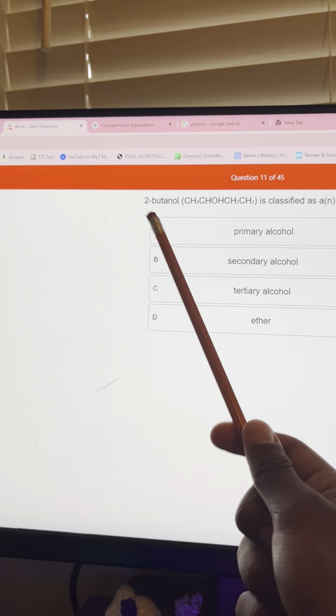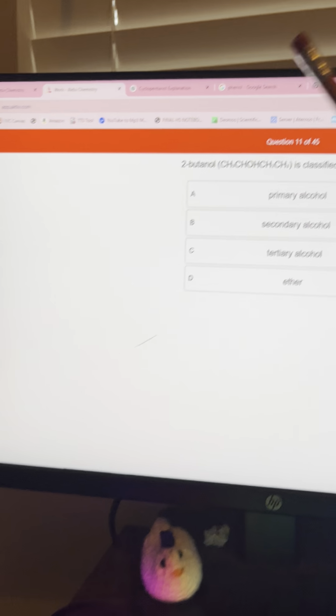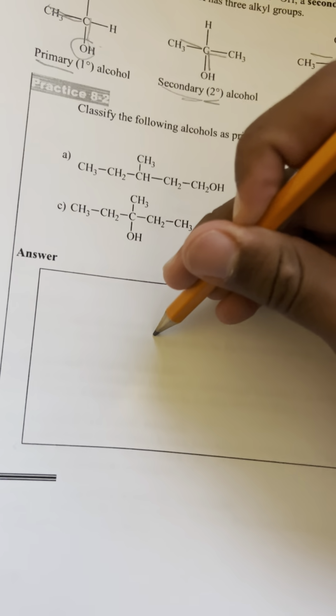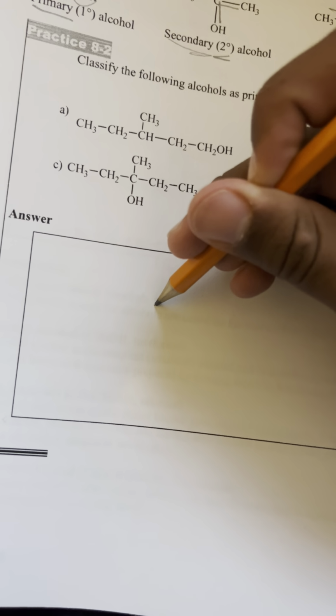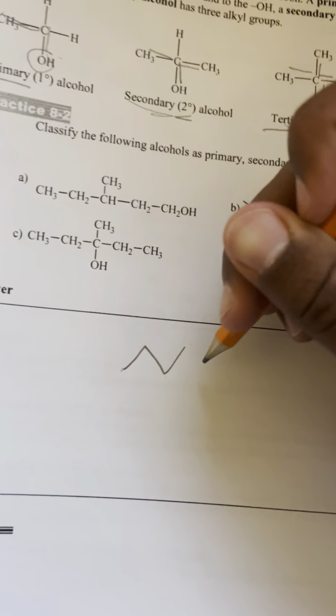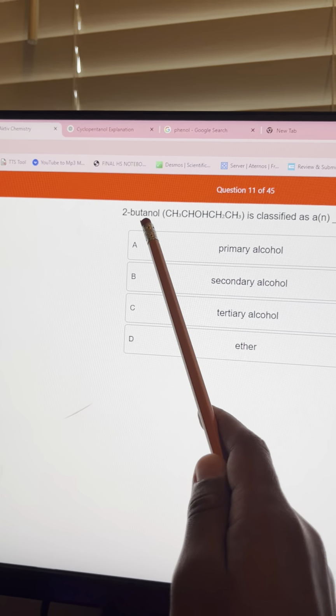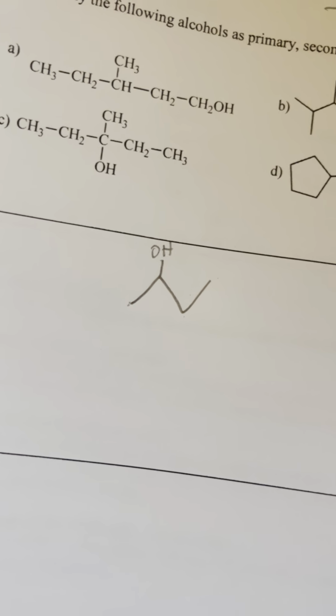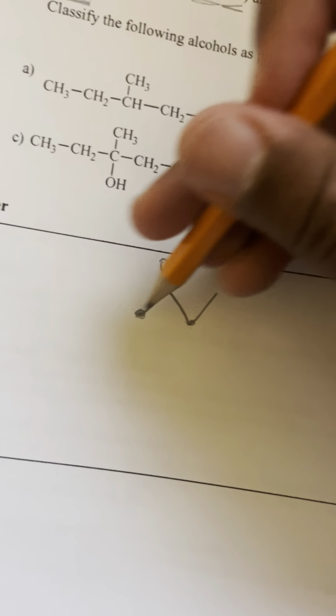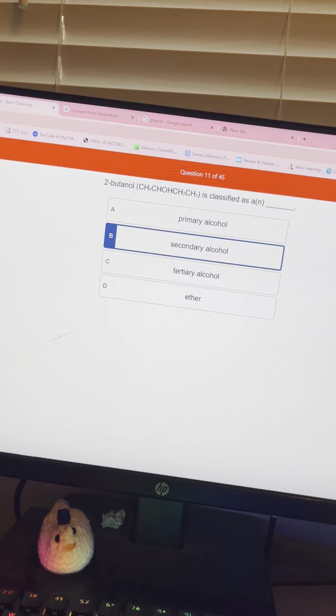So 2-butanol. The butane tells us that there are 4 carbons. So we have 1. Remember, as soon as you put down your pencil, it's 1. So it's 1, 2, 3, 4. So that's 1 carbon, 2 carbon, 3 carbon, 4 carbon. And then this tells us the alcohol is on carbon 2. So we go to carbon 2, and we draw the alcohol. Now, how many other carbons is this carbon attached to? If we look here, it's attached to this one, because that's a carbon. It's attached to that one, so that's another carbon. So since it's attached to 2 carbons, that tells us that it's a secondary alcohol.